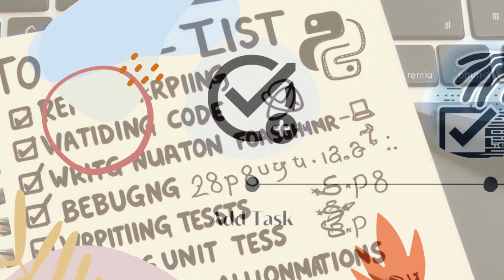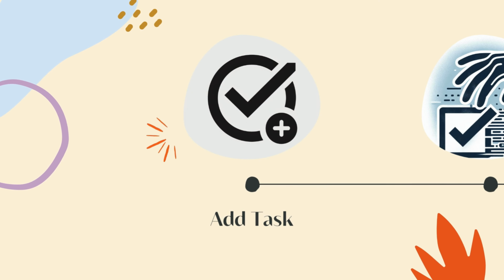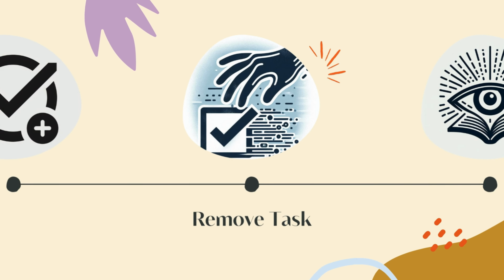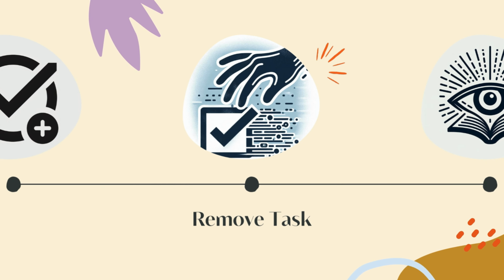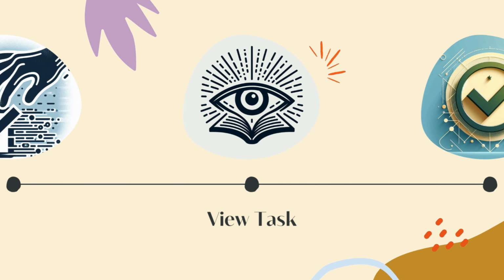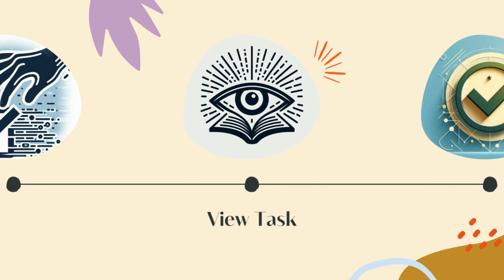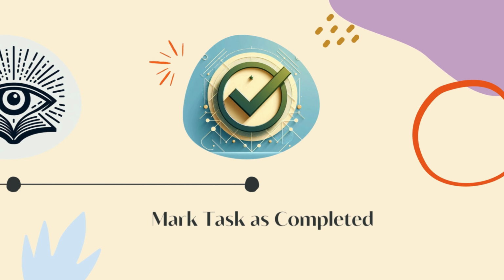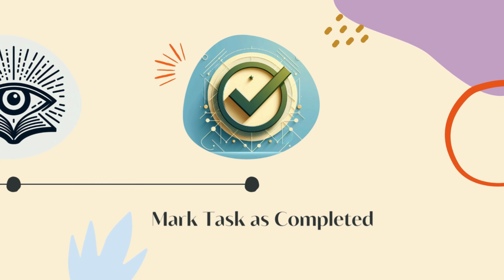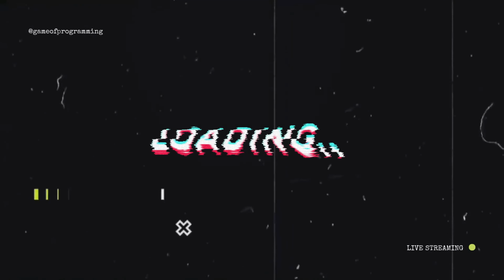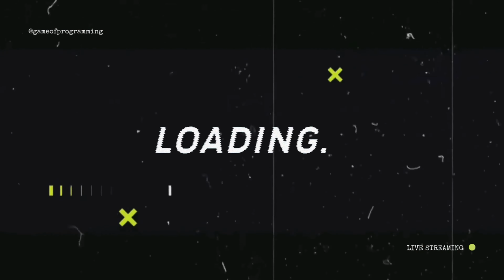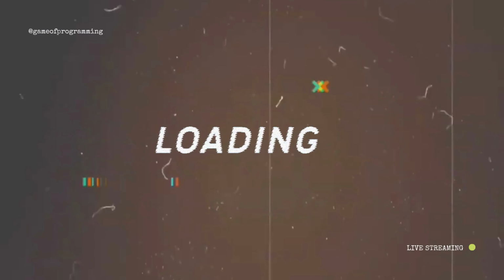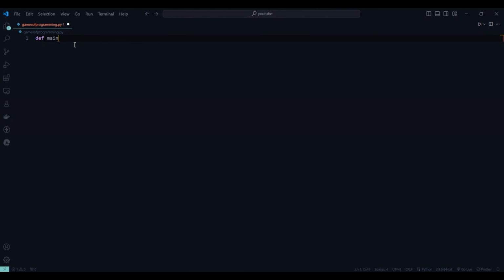We will cover everything from creating the to-do list class, adding tasks, removing tasks, viewing tasks, to marking tasks as complete. By the end of this video, you will have a fully functional to-do list application. So if you are ready to dive into the world of Python programming and build something practical, then let's get started. First, we create our main function.